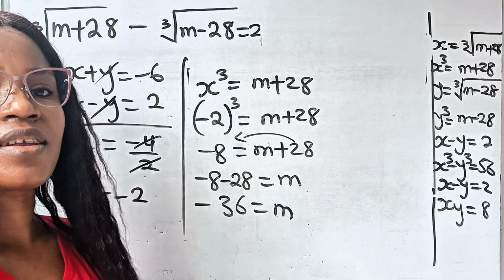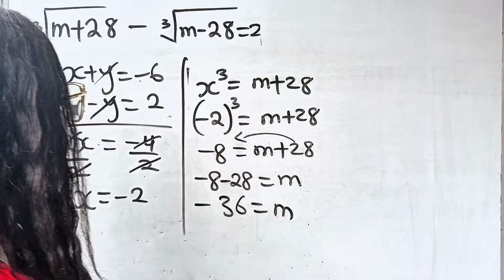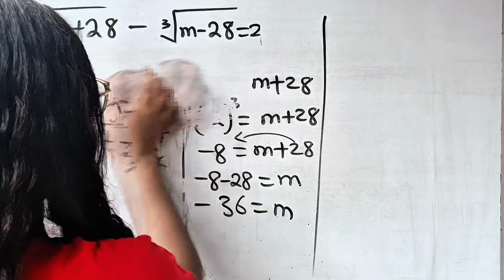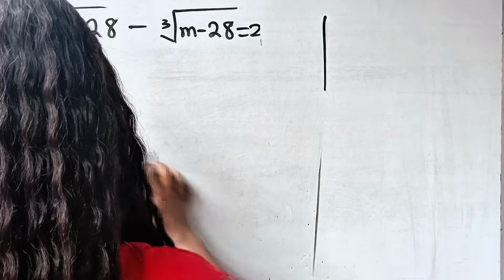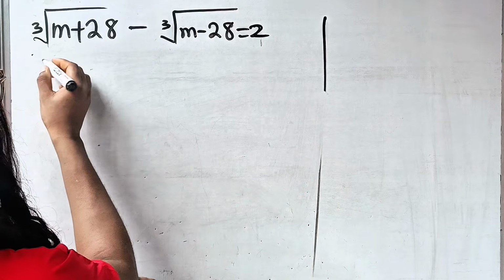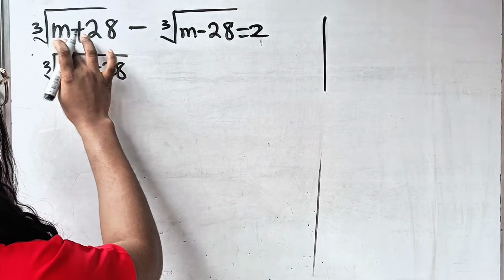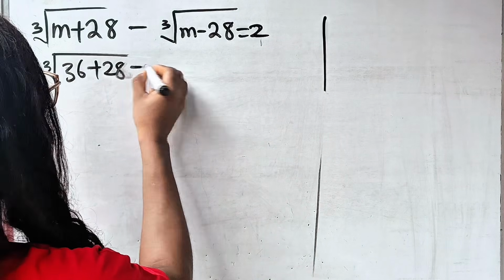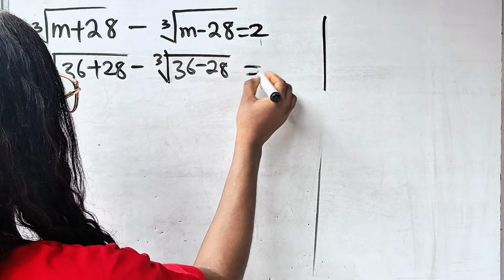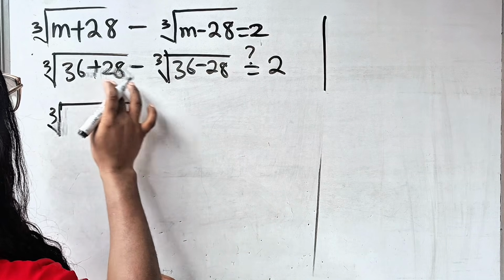Now let us prove that the answer we got is correct. We don't need this anymore. Now this equation says, I know the value of my m, negative 36 and positive 36. So let's use positive 36. Cube root of 36 plus 28. I'm substituting m as 36 now. Minus cube root of 36 minus 28. Now, is this actually equal to 2? We have cube root of 36 plus 28.